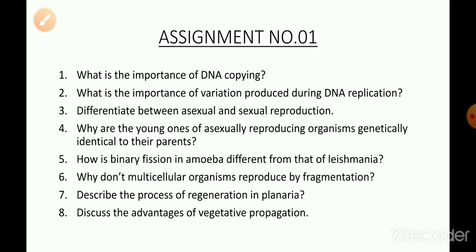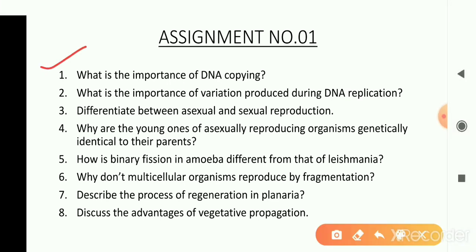Now on the basis of my previous video, the first video that I had sent, and what you have learned today, here are some questions that you have to answer. Let's see what the questions are. First, what is the importance of DNA copying? The second question is, what is the importance of variation produced during DNA copying or DNA replication? Differentiate between asexual and sexual reproduction.